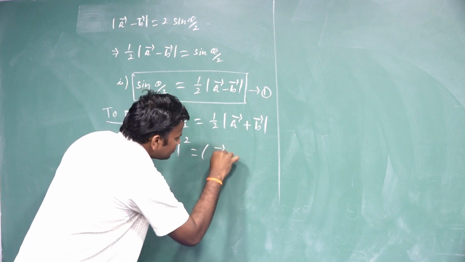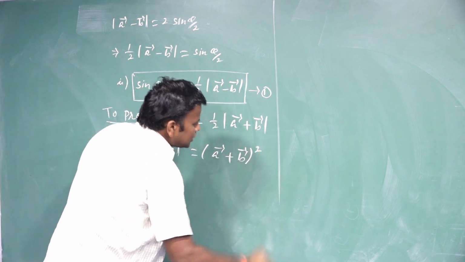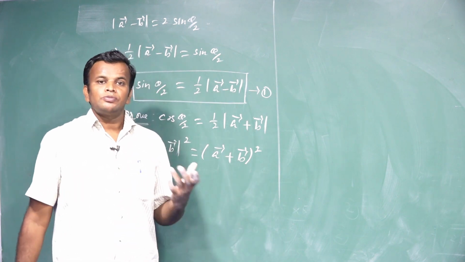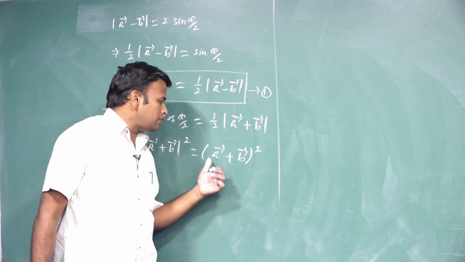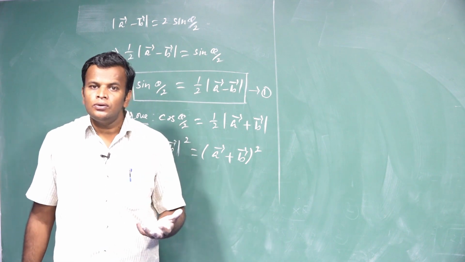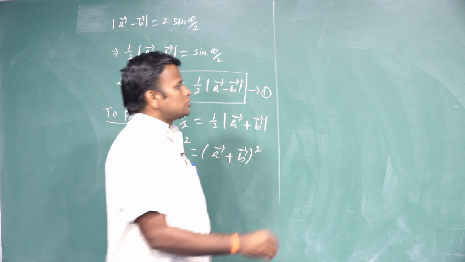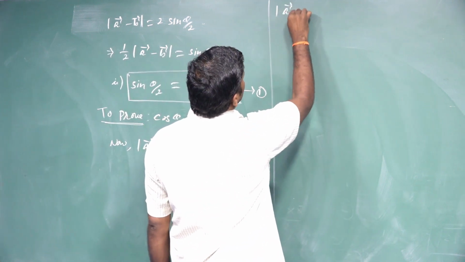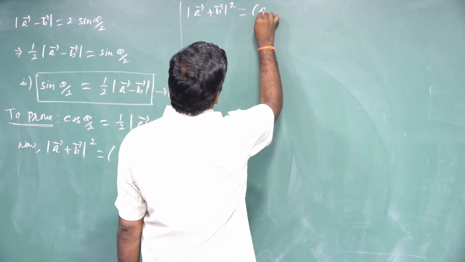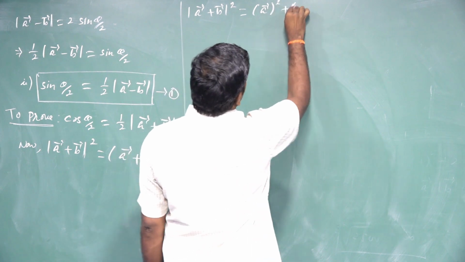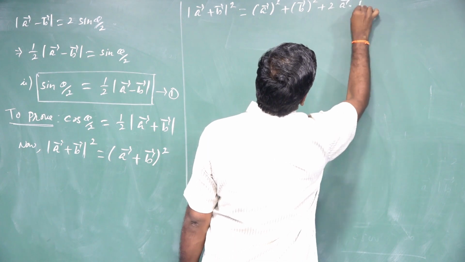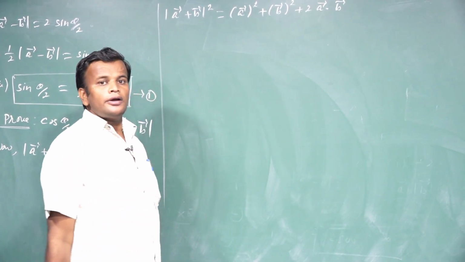How to write that term? A vector plus B vector the whole square. You know A plus B the whole square formula. A square plus B square plus 2AB. So what is the formula of A vector plus B vector the whole square? A vector square plus B vector square plus 2 A vector dot B vector. Here also we are using the same. So modulus A vector plus B vector the whole square is equal to A vector square plus B vector square plus 2 A vector dot B vector.